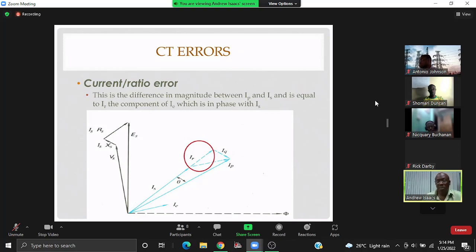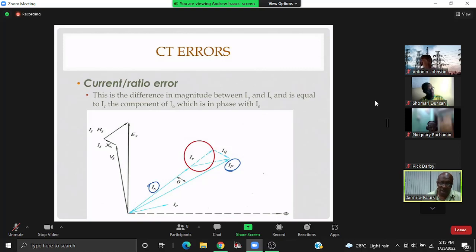Now, obviously, what we are showing here, we would not have an algebraic sum, meaning the difference would not be algebraic. It would be a vector issue because we have an angular displacement. But that angle is fairly small. So in terms of the current error, what we are looking at would be the difference between IP, which is the primary current, and the secondary current. And that, as we said, is given by IR.